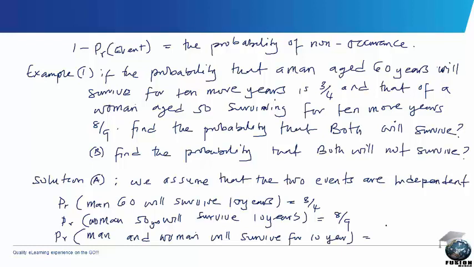will be equal to the probability of man surviving for 10 years times the probability of woman, which is 3/4 for the man and 8/9 for the woman. We carry out simple cancellations: 4 into 8 gives us 2, 3 into 9 gives us 3, and so the probability that both will live for 10 years is equal to 2/3. You can write this as the probability of both.